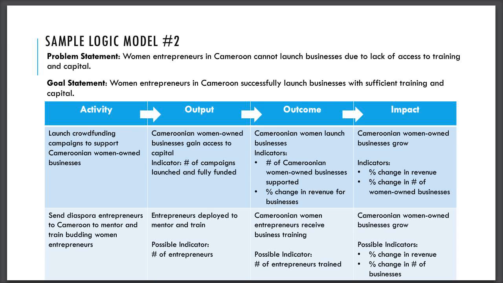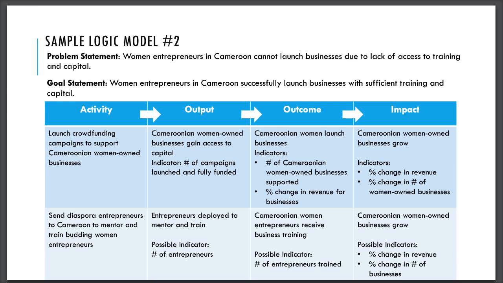And then again, moving along to impact along the right of the logic model, we're looking at all Cameroonian women-owned businesses, and you can see it's very similar to the impact that was before, because really the goal of this organization is to successfully launch businesses for women entrepreneurs in Cameroon. So you could have the same desired impact for all of these different activities. And so you can see it's identical to the one before it, and that Cameroonian women-owned businesses grow. And the indicators could again be the same, the % change in revenue, the % change in number of businesses in Cameroon.